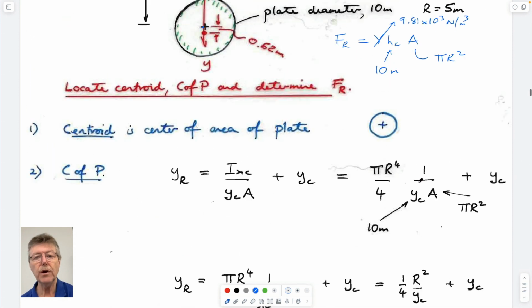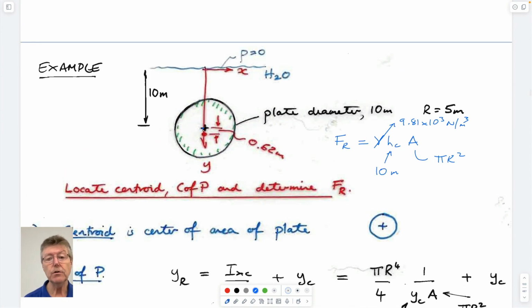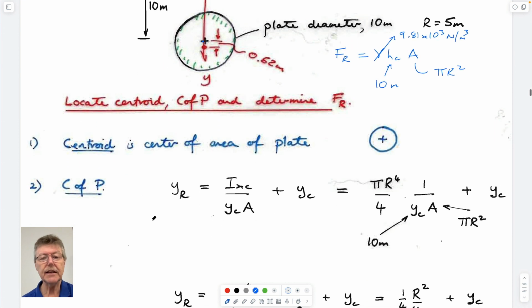But we want to know where it acts. So we know it doesn't act at the centroid. It either acts at the centroid or below. If this was in contact with the surface, there's a good chance it might act at the centroid, but it doesn't. It would act slightly below. And so we want to calculate the center of pressure. Center of pressure is given by the second moment of area about the centroid, the slope distance of the centroid below the surface, and the area, and the slope distance.